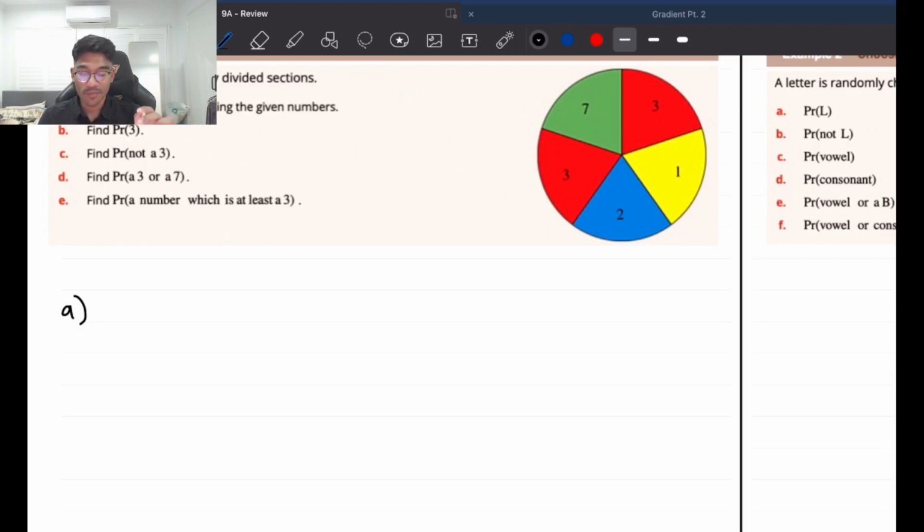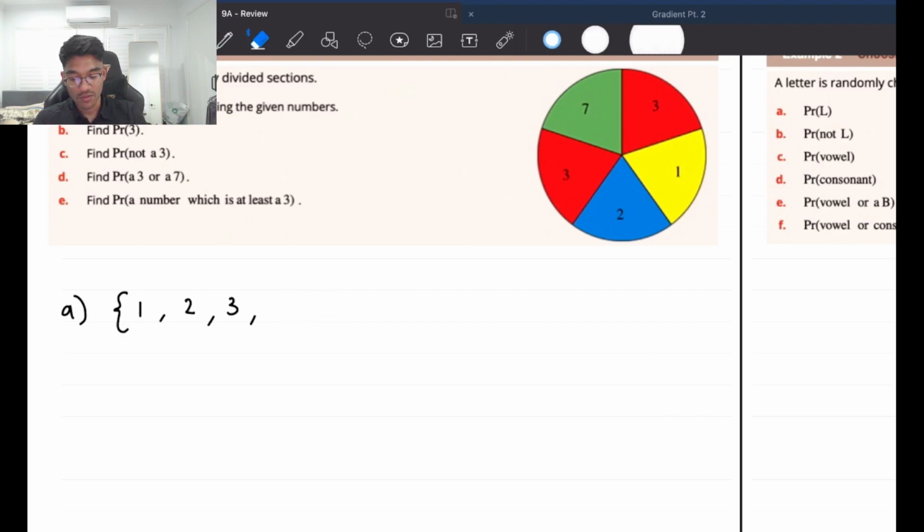If I start from the top right, the possible outcomes are 3, 1, 2, and 7, but we like to write that in order, from lowest to highest. So 1, 2, 3, and 7. We only write 3 once, so 1, 3, and 7.